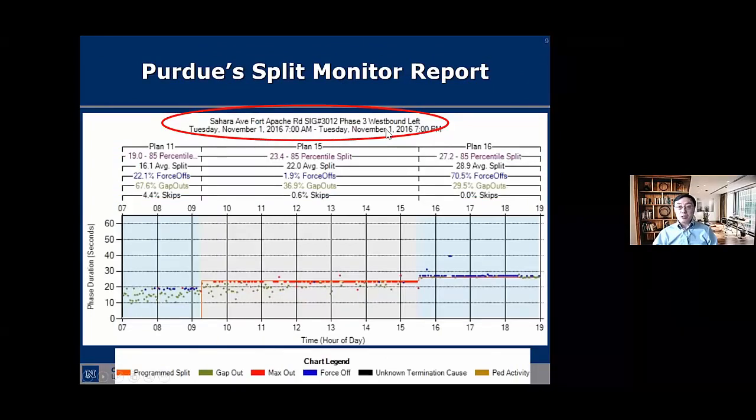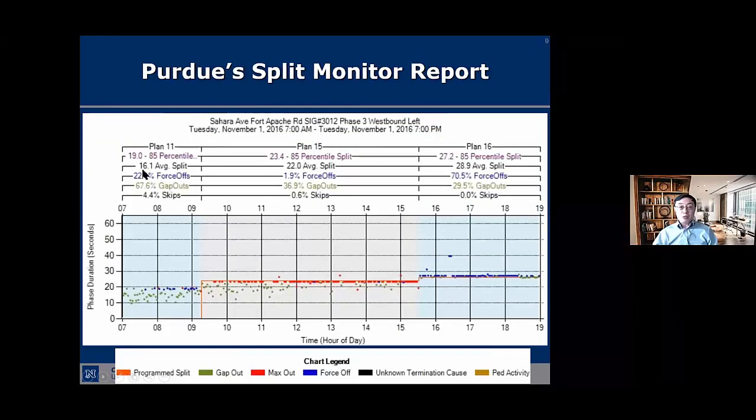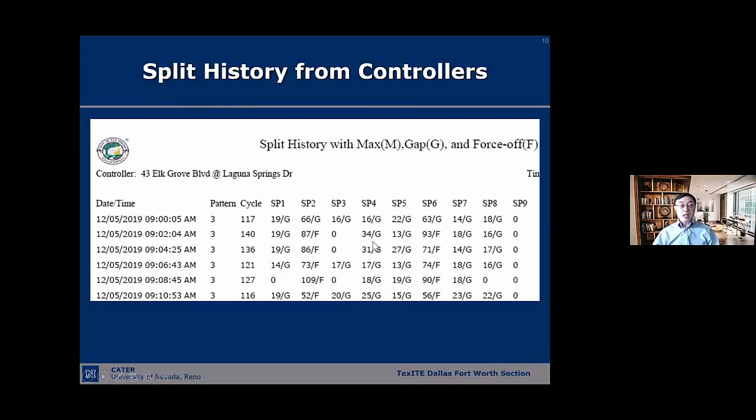In this case, I'm just picking one intersection in Las Vegas and this westbound left turn phase 3. For each timing plan, they will tell you what is the average split and how many times it's forced off. Forced off means you reach the max. How many times it's gapped out? Gapped out means you really didn't reach the full split. So whatever you provided in your timing, 67% of the cases gapped out. That means you can still squeeze some time from this phase. For other movements, the same thing.